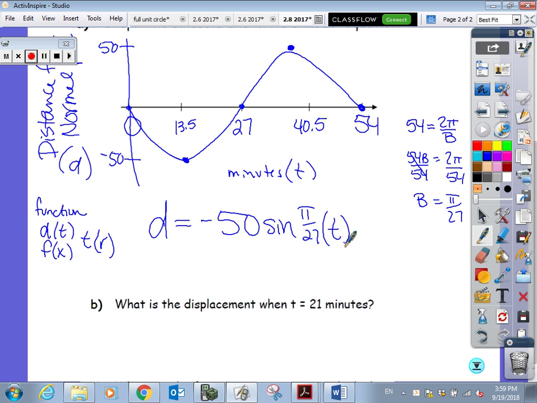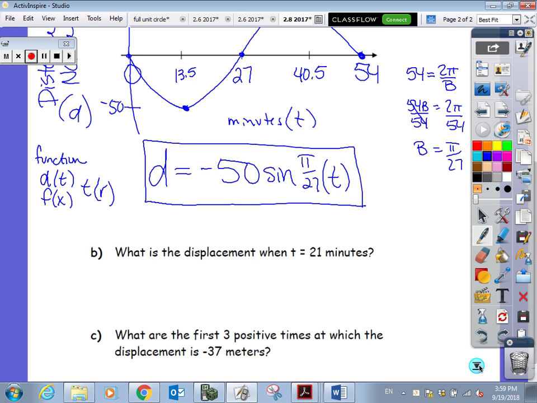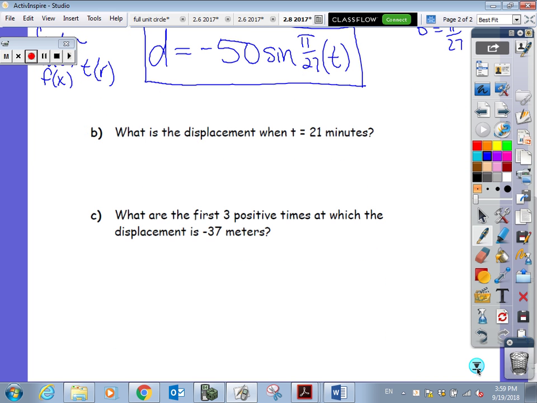T, if I start at 0, that's it. There's my equation. C was 0, D was 0. What is the displacement when T equals 21 minutes? All right, when T equals 21 minutes.